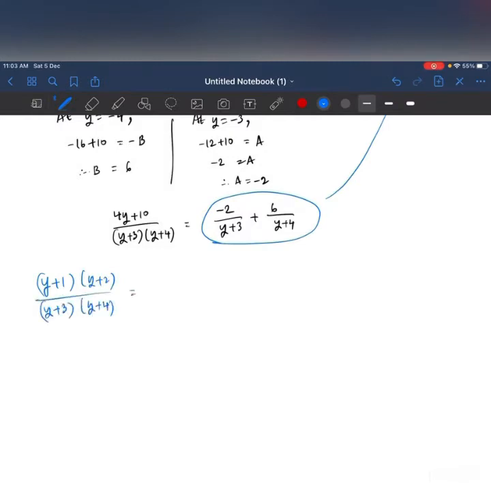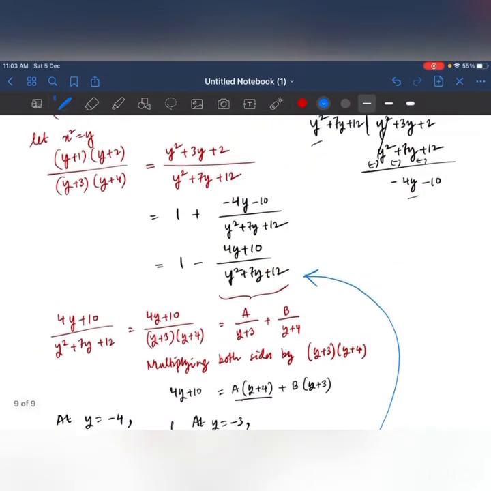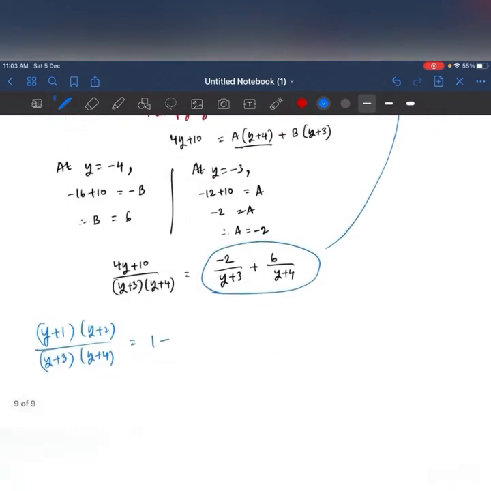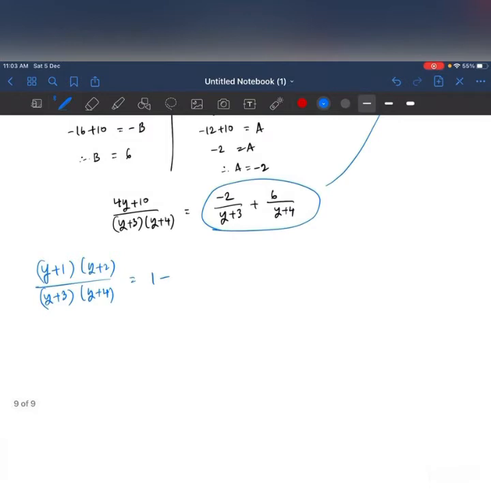That one was equal to what? 1 minus (4y plus 10) divided by this one, right? So I can now write this one as 1 minus [2 divided by (y plus 3)]. Then we have this one in the bracket plus 6 divided by (y plus 4). So this is what we have, right? So let me simplify this further. Now if I multiply, minus 2 divided by (y plus 3) minus 6 divided by (y plus 4).